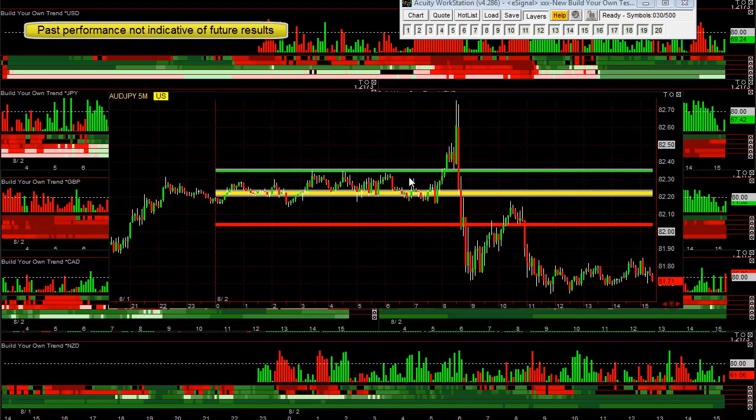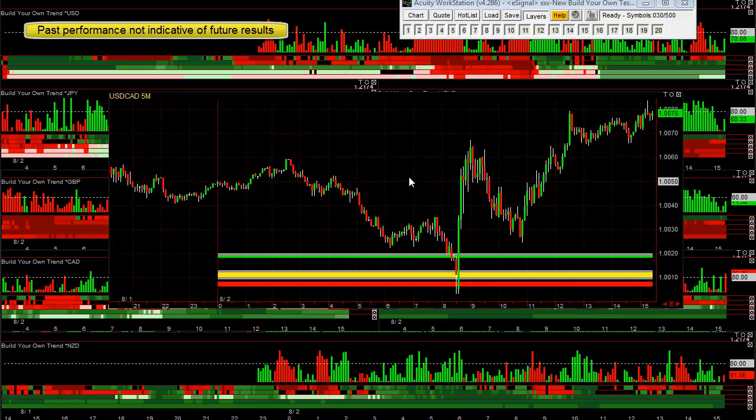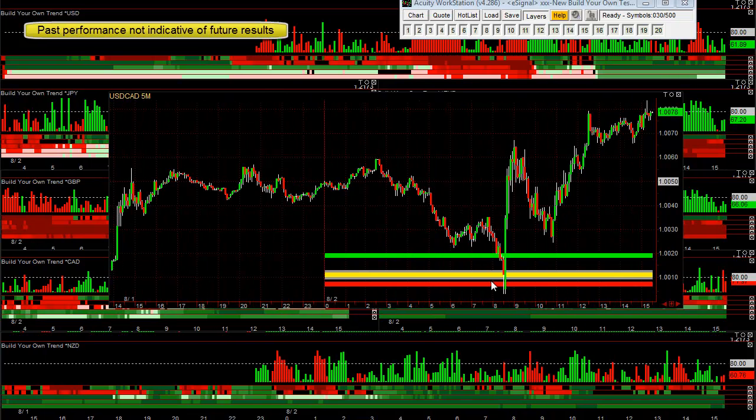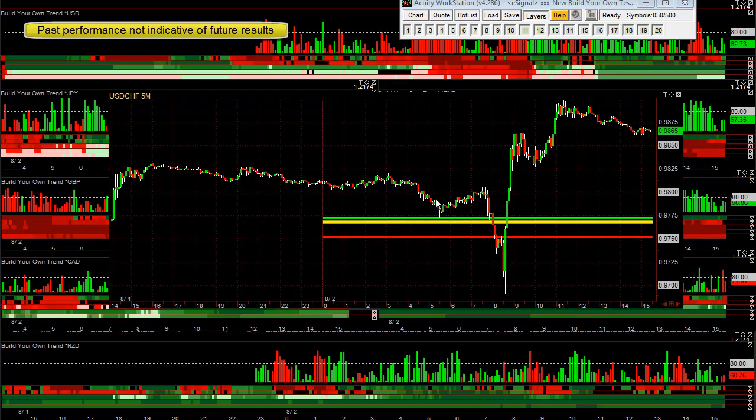Let's look at some of the other ones. Dollar CAD. Here's the value area today. This is where the majority of, I think I already went over this one. You can see the market came down, found support, and went back up. Let's try the dollar Swiss. Look at how it acted as support right here. Acted as support once it broke down underneath there.